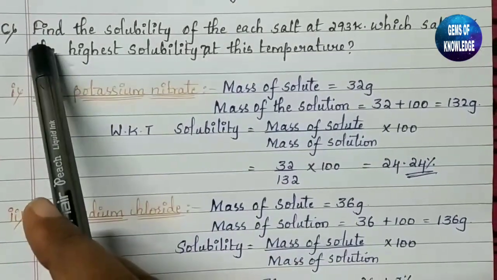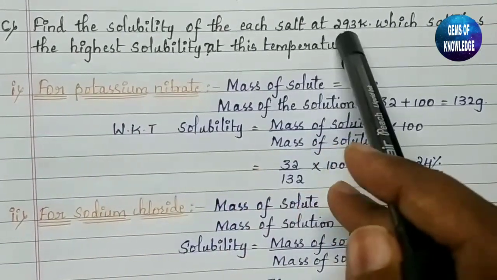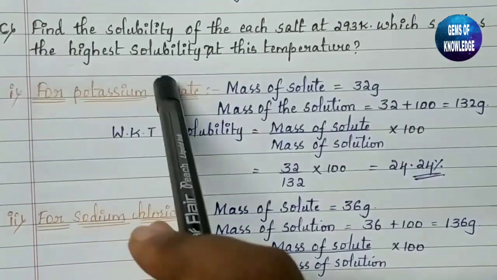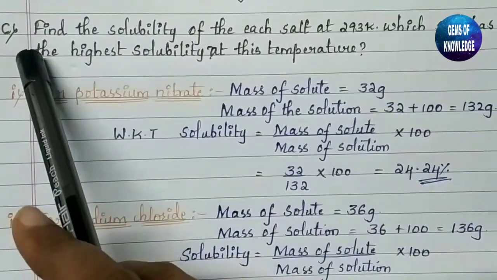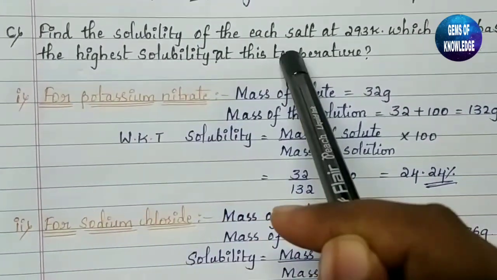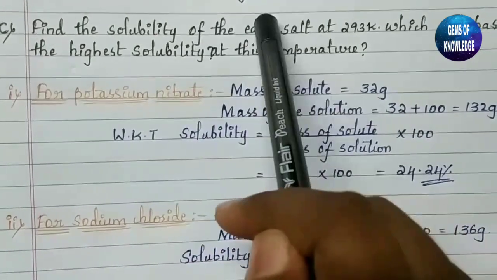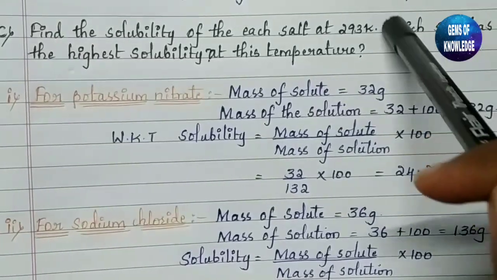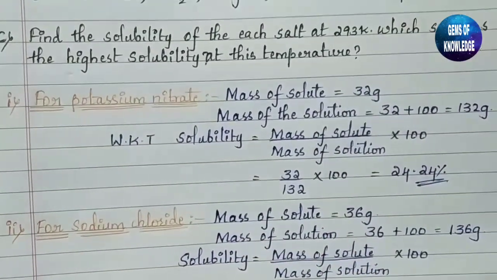Yes, so the third question here is, find the solubility of each salt at 293 Kelvin. Which salt has the highest solubility at this temperature? Okay, so what is the question here? We have to find out the solubility of each salt. Here 4 salts have been given, and we have to find the solubility of each of the salts at 293 Kelvin. Okay, and we have to identify which salt has the highest solubility at this temperature.